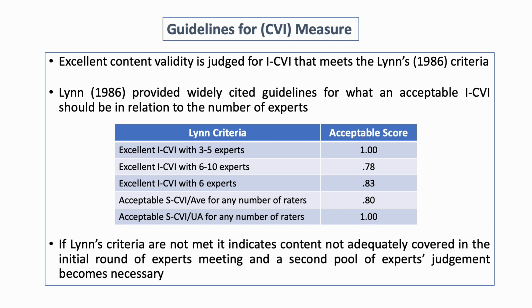The excellent ICVI with 6 to 10 experts will be 0.78, and for 6 experts it is determined to be 0.83. An acceptable SCVI average for any number of raters in general would be 0.80, and an acceptable SCVI universal agreement for any number of raters is 1, which often is difficult to achieve. So if Lin's criteria are not met, it indicates the content is not adequately covered in the initial round of experts' meeting, and a second pool of experts' judgment becomes necessary then.